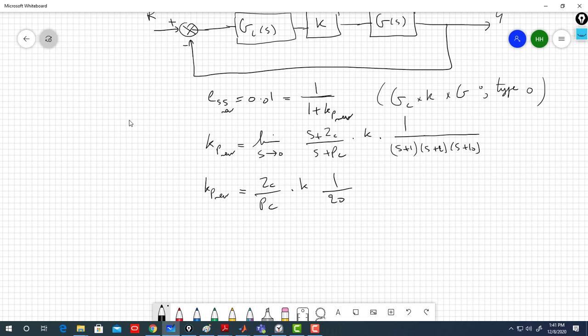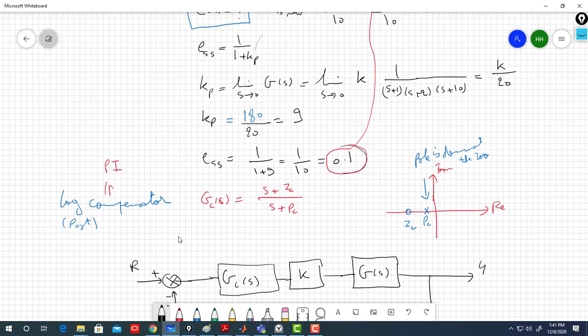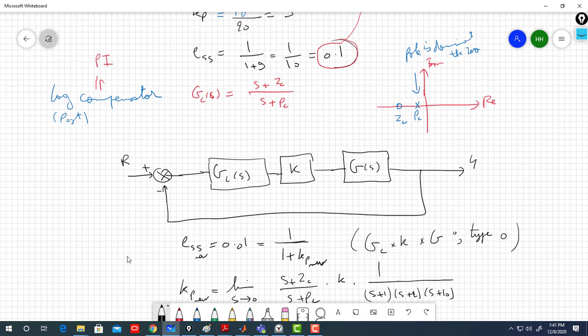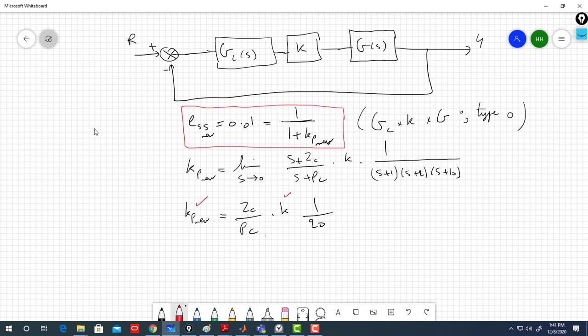So how much is Kp new? We can find it from this formula, with 0.01, then we can find Kp new. So Kp new is known, K is known, equal to 180. So I can find ZC over PC.